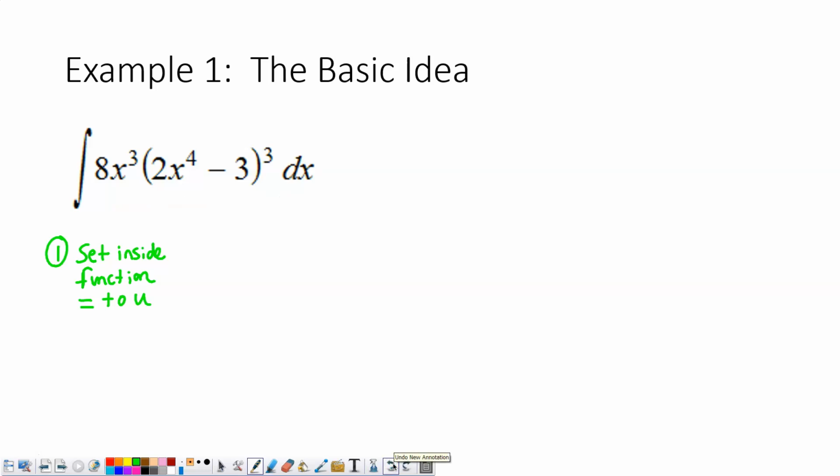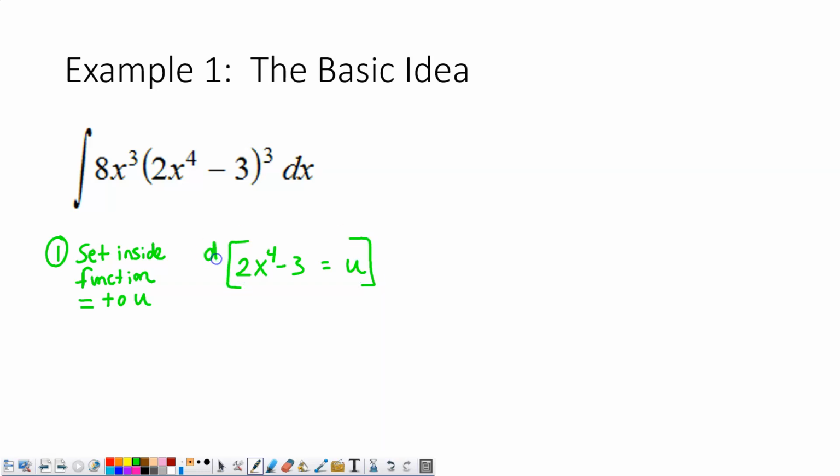That's the purpose of U-substitution. It's just a cosmetic, algebraic move. Cosmetic meaning to make it look prettier, algebraic meaning mathematical, right? So we're just doing a cosmetic, algebraic move to make it look easier to integrate. So that's why we're going to be replacing all these x's with u's. And the first step, as I've already said, is to set the inside function equal to u. So let's do that. 2x to the 4th minus 3 equals u.